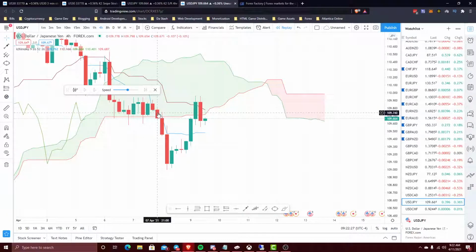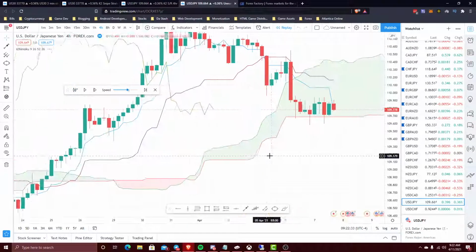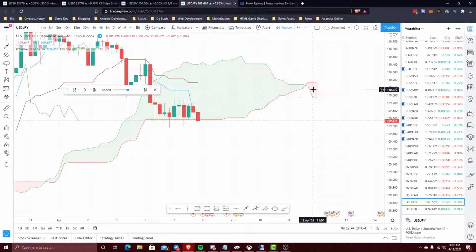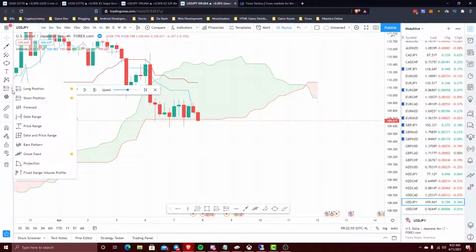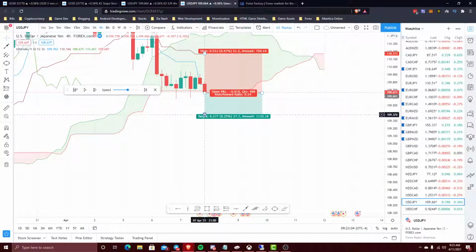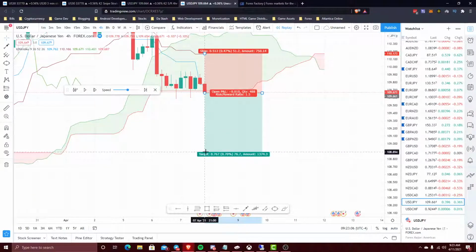Let me look at the replay on this. I could have taken this trade because we do have our rules here. We do have our bearish future cloud forming. We have the conversion line below the baseline, and price broke below this cloud. So put my stop loss there, 50 pips, 1.5 target.